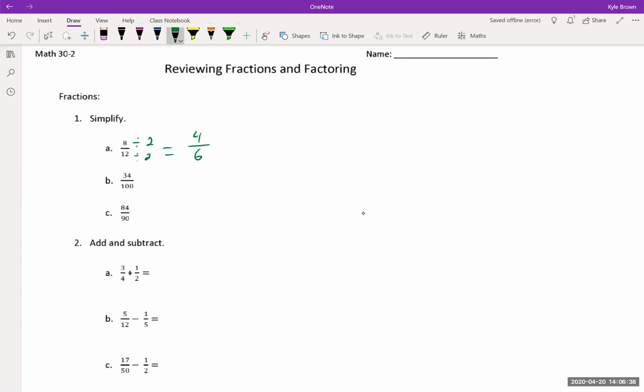So I could have gone even more, right? I could have actually divided by 4 on both of those. But that's okay. We'll just do it again. So they're still both even numbers. So I'll divide by 2, divide by 2. So we end up with 2 over 3.